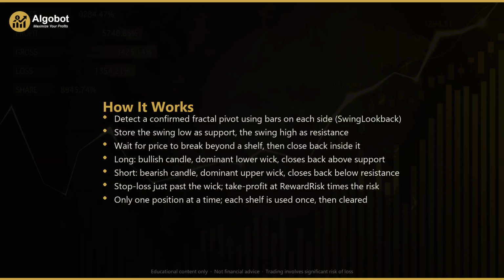Risk control is built directly from the candle. On a long, the stop loss is placed just below the signal candle's low, with a small buffer equal to a fraction of the candle's range. The distance from entry to stop becomes the defined risk, and the take profit is set at the reward-to-risk multiple of that risk above entry. On a short, the stop sits just above the candle's high, and the target is the same multiple below entry. The expert advisor holds only one position at a time per magic number, and once a shelf produces a trade, that shelf is cleared so it is not reused.